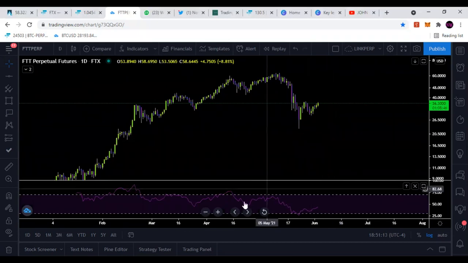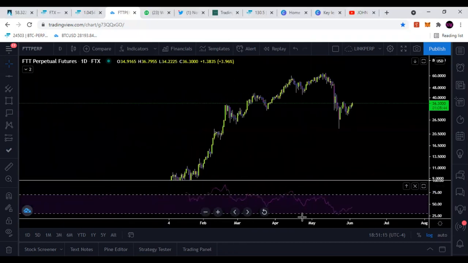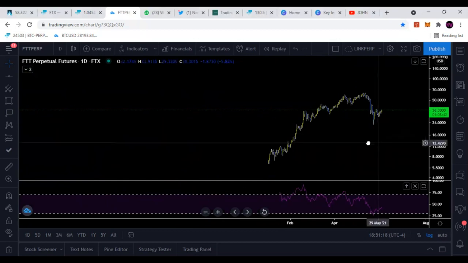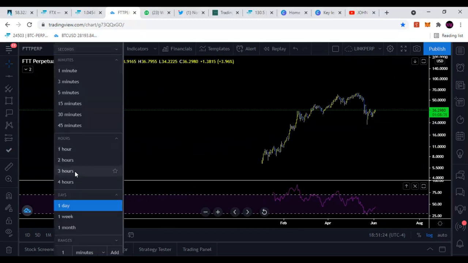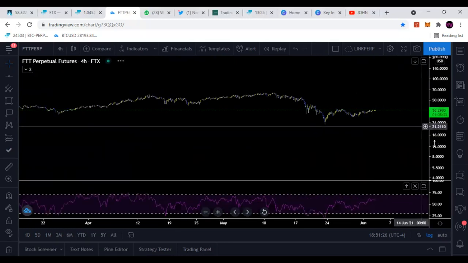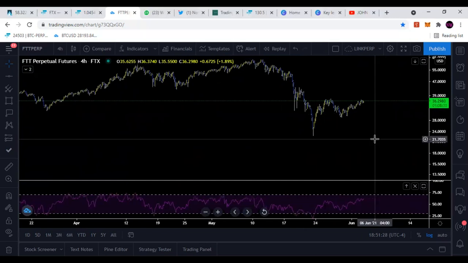Okay, nothing really much happening here. Just bounce at the support here. So we'll focus mainly on the 4 hours time frame, which gave us that perfect level of pattern, which is your horizontal and your resistance level. So these are the charts I'm looking at on BTC, ETH, BNB, and FTT.